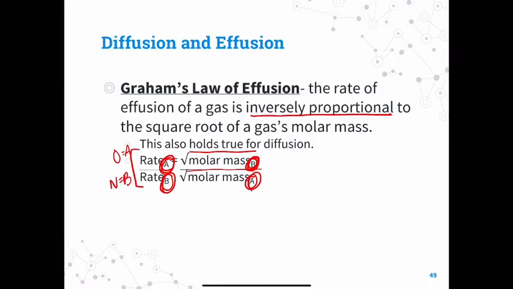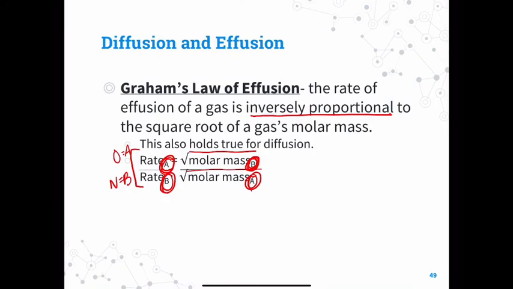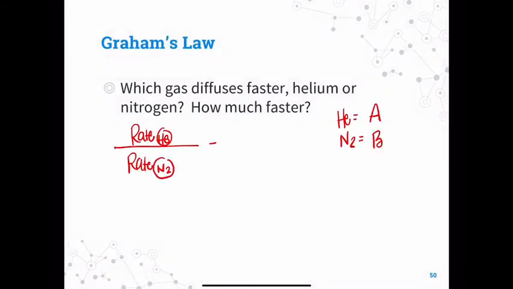So let's look back at our formula. The rate of A over the rate of B equals the square root of the molar mass of B over the molar mass of A. So we'll say the rate of helium over the rate of nitrogen. That's how I like to set them up, okay? Call those your gases down there at the bottom. Substitute in that A and B with your gases, okay? Now we're going to add in our square roots. I can't forget that part.